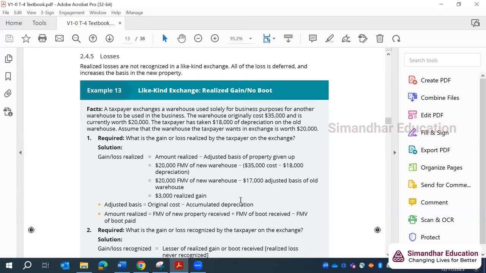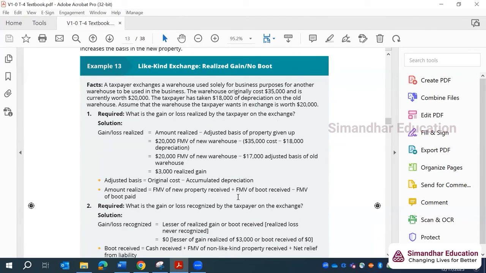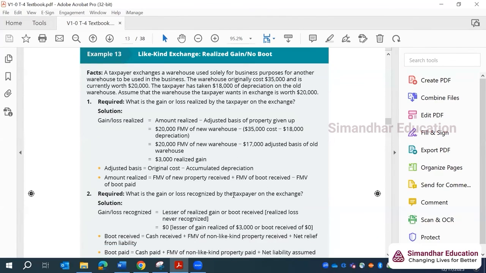Okay. Do I recognize any gain in this transaction? Do I need to recognize any gain here? Is there any boot involved? Is there any cash involved? Is there any other property involved? Is there any liability involved? No, right? So when there is no boot involved, I will not recognize any gain.